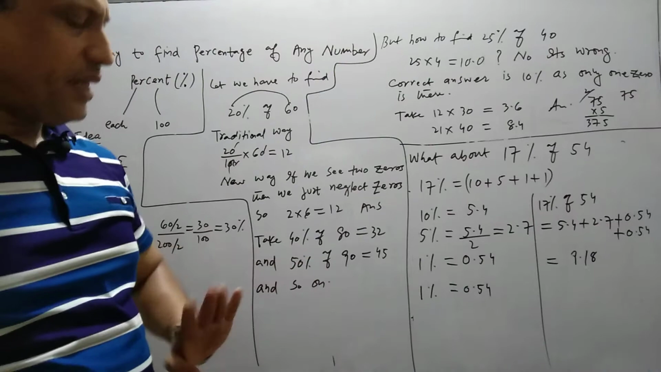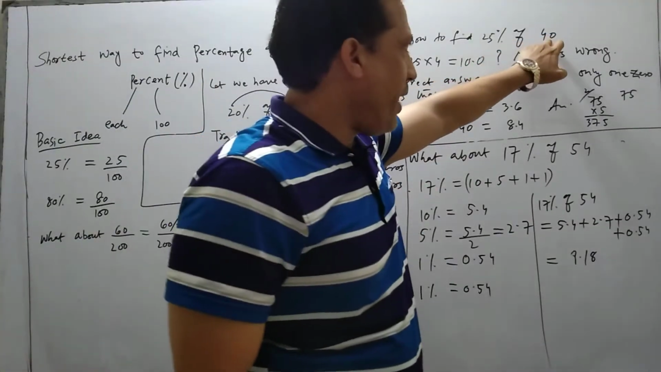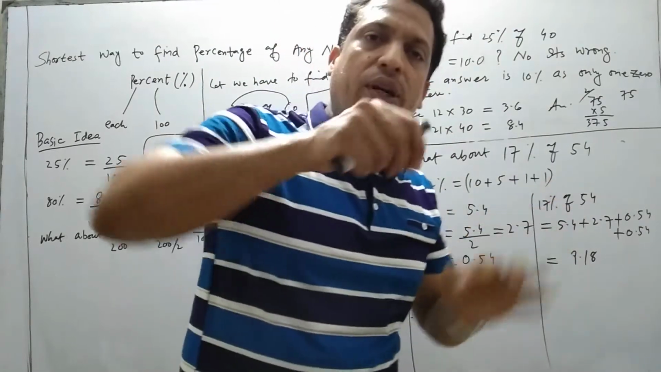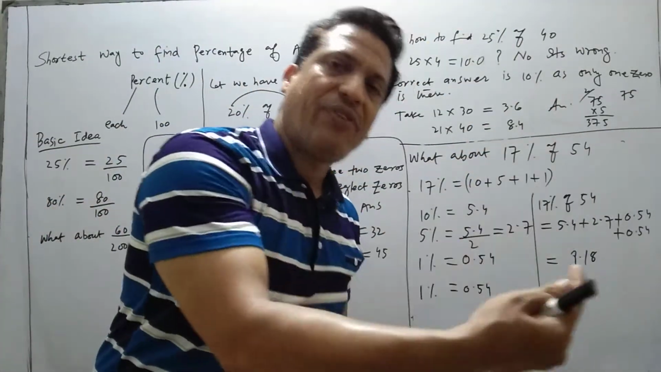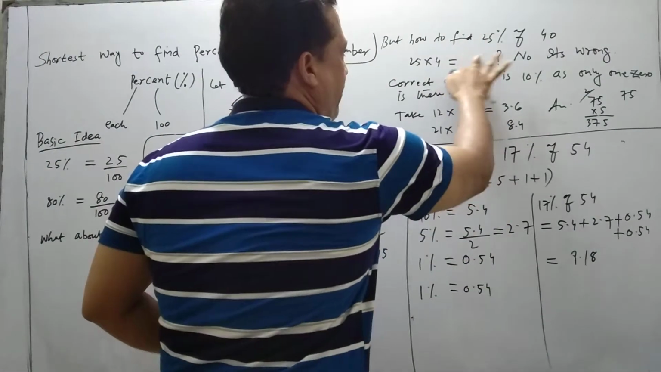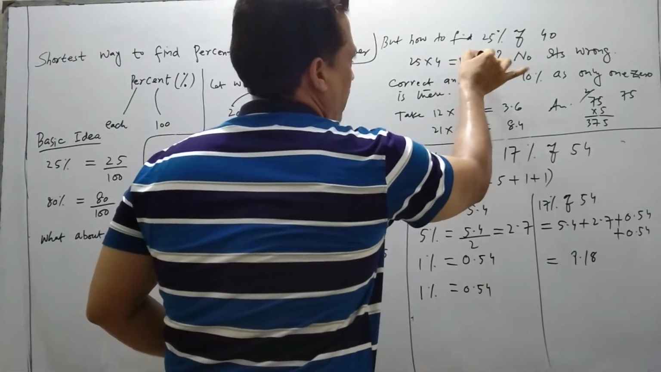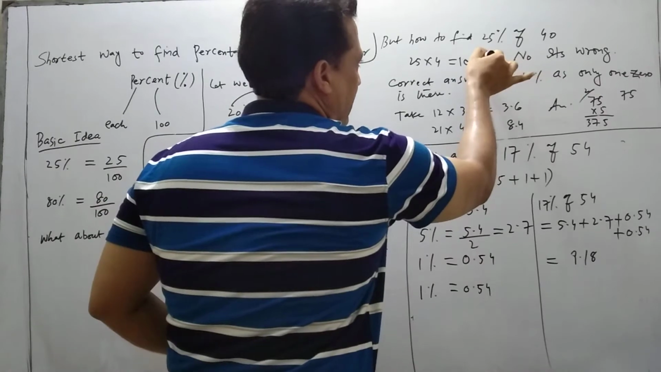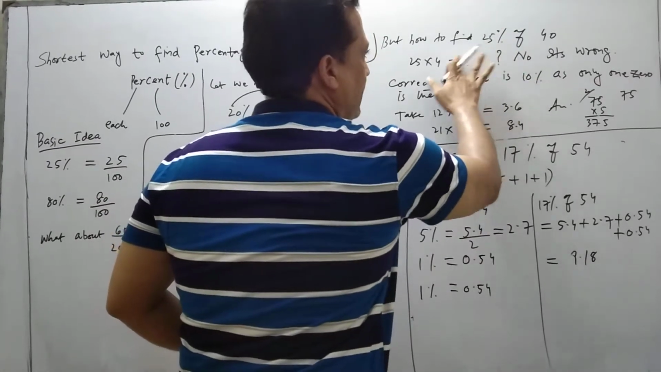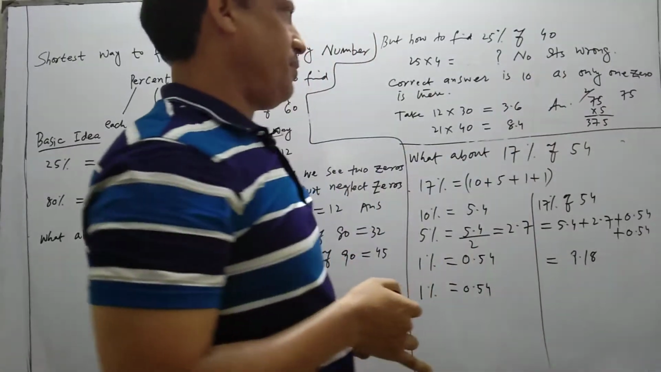If there is a 0 or a 10, neglect the zero, multiply both the numbers, and put the decimal after the first digit from the right side. So 25 multiplied by 4 is 100. If you put the decimal after the first digit from the right side, you get 10. So 10 is the answer.